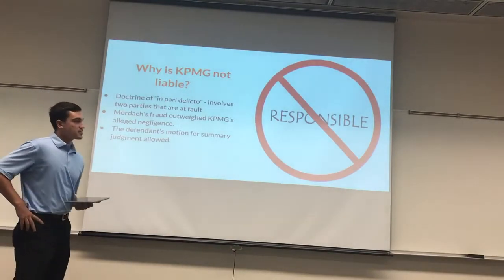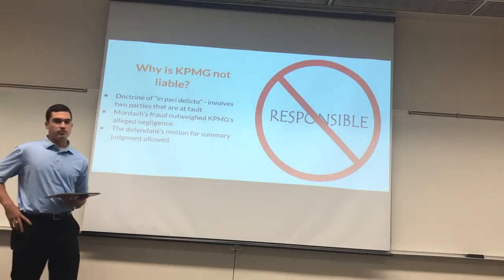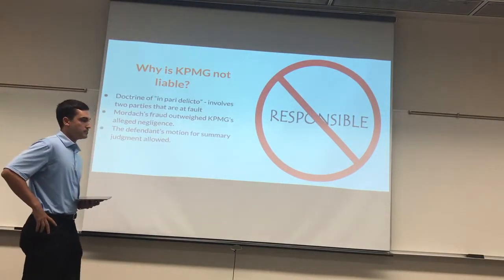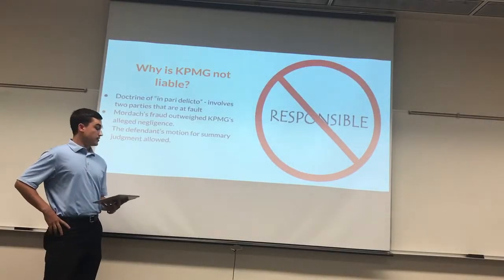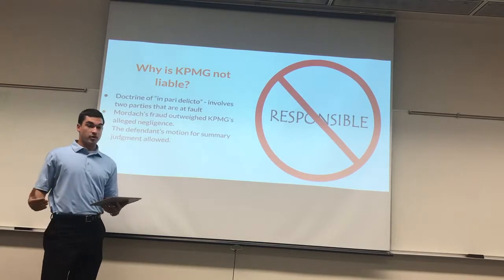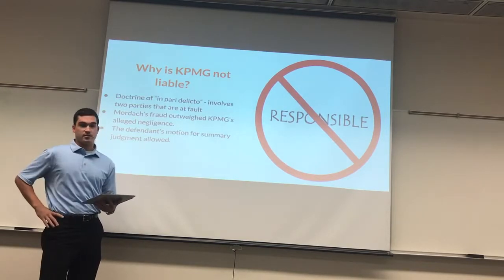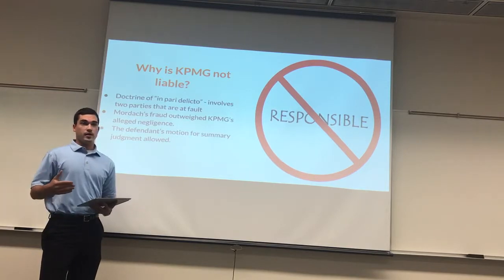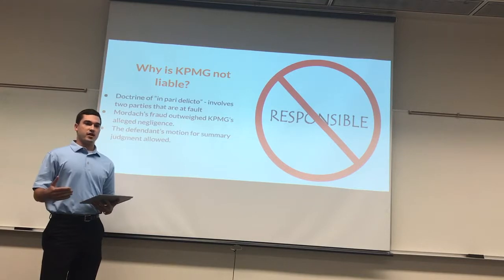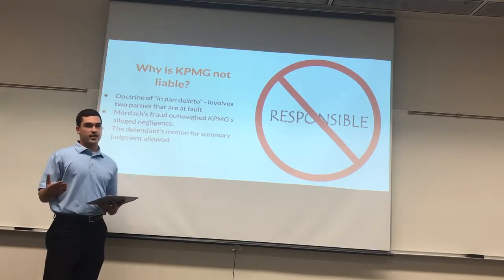The other side of this case was KPMG. They were found not liable. KPMG moved for summary judgment on the grounds that Merrimack's claims are barred under the equitable doctrine known as in pari delicto. In pari delicto comes into play when two parties are at fault, but it favors the party that is less at fault and would actually allow them to recover.